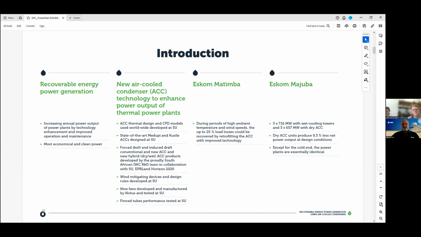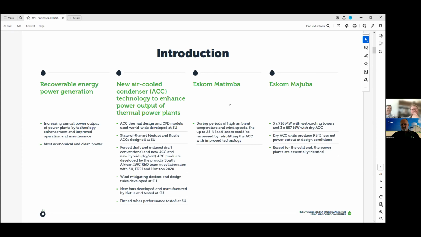And we've had some support from the Electric Power Research Institute in the US and Horizon 2020. Then, these systems are quite wind sensitive, so wind mitigating devices and design rules were also developed at Stellenbosch. And new fans have been developed, probably the most efficient fans out there, by Notice. Professor Chris Meyer is on the panel today. He's managing director at Notice. And we've done various testing at Stellenbosch University. So also, we're very involved internationally to verify finned tube performance testing.